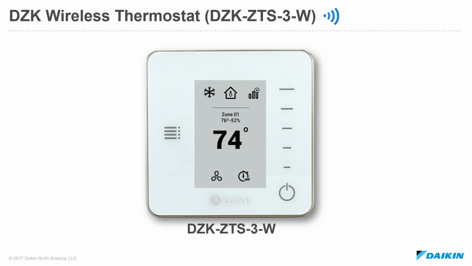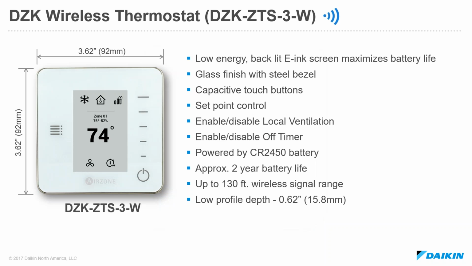So the wireless thermostat is the DZK ZTS-3. It just indicates that it's a third generation, and the W just indicates that it's white, the white bezel. So from a form factor standpoint, this shares the same 3.62 by 3.62 inch faceplate, also about 15 millimeters deep. The wireless thermostat is a low energy backlit e-ink screen. So the idea here was to develop a thermostat that really had a very long battery life, very low battery usage by utilizing the e-ink screen.